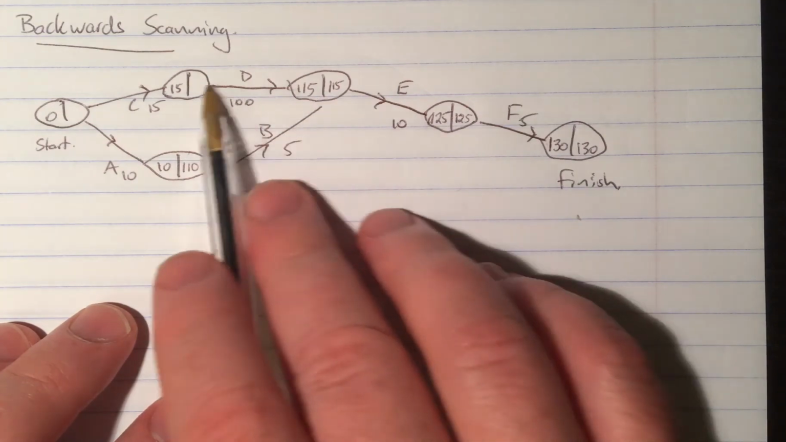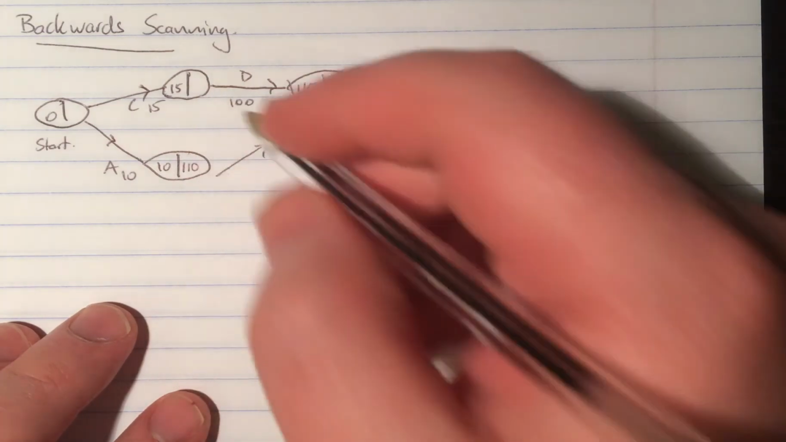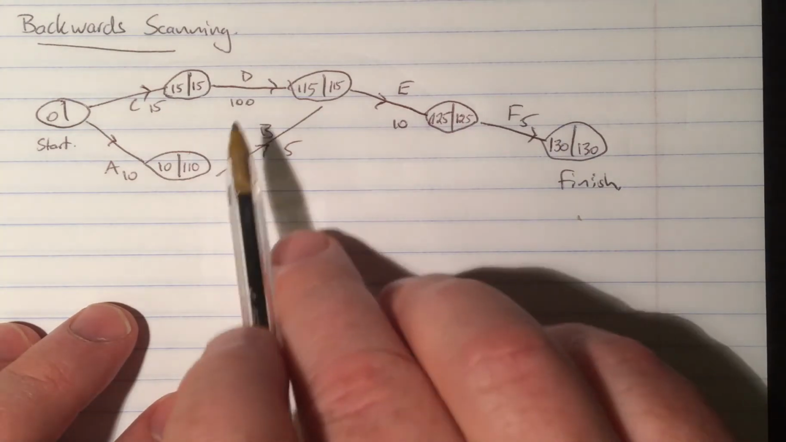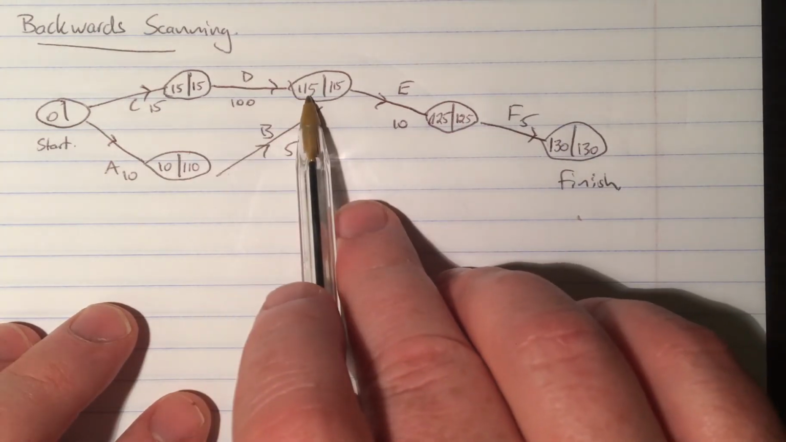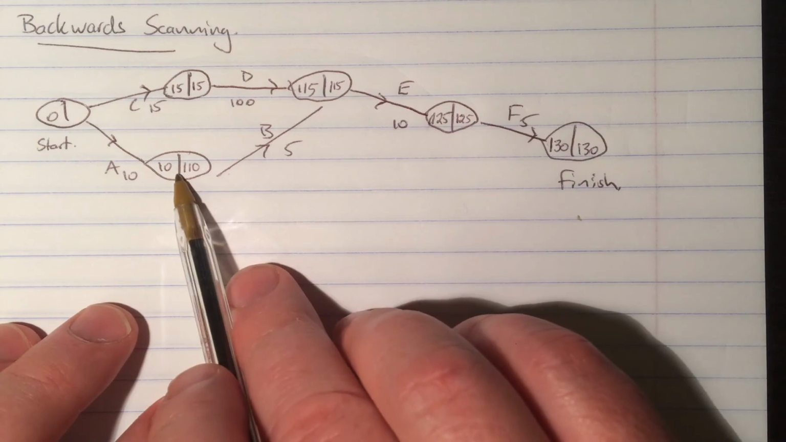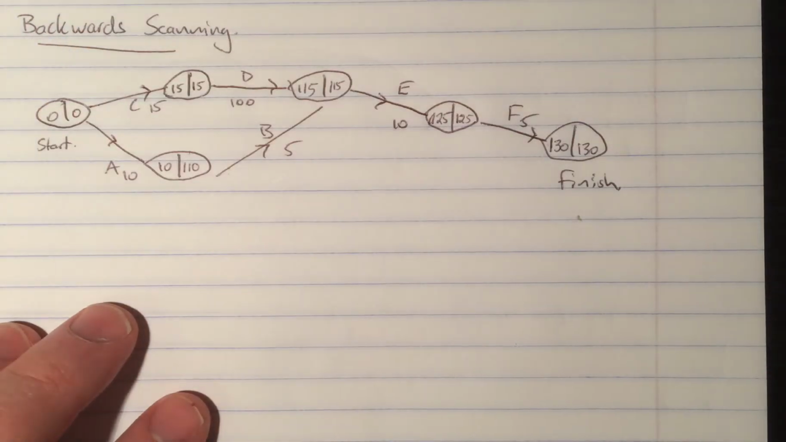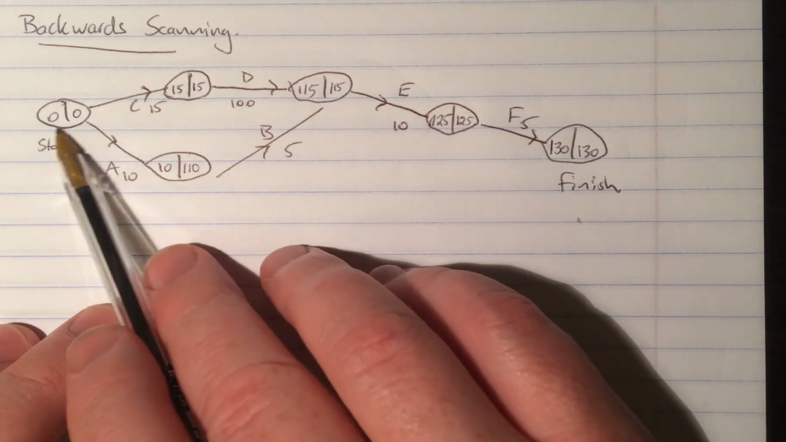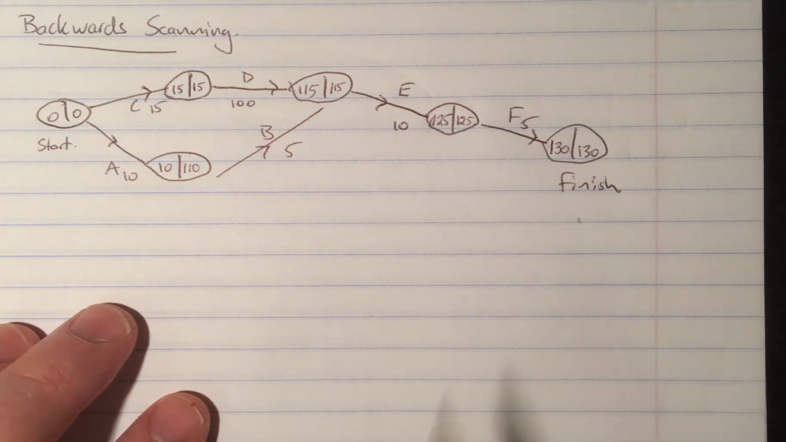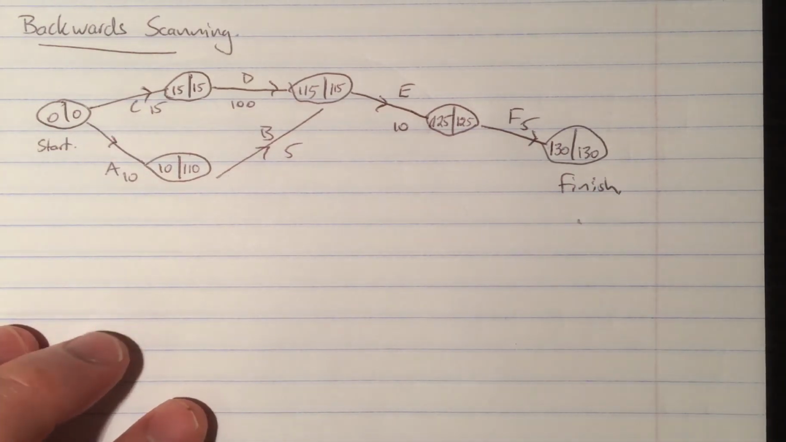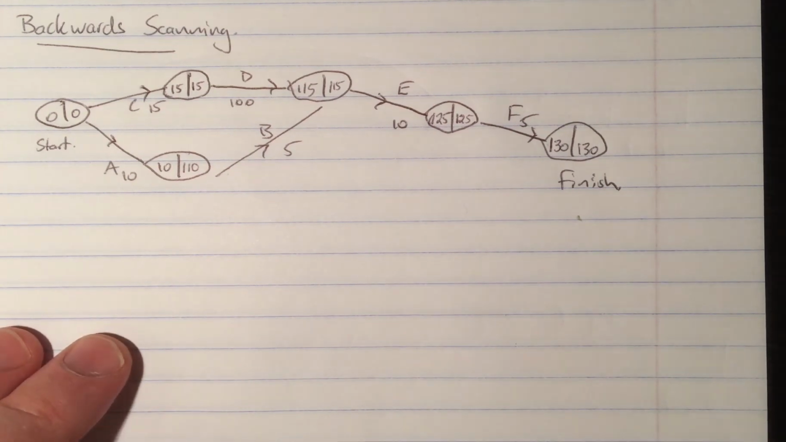Now activity D does need to be started at 15 because it takes 100 and it needs to be completed by 115, and the beginning needs to have a 0 in there. So the start is always 0, 0, and the finish is always both the project duration in there. So that's backward scanning.